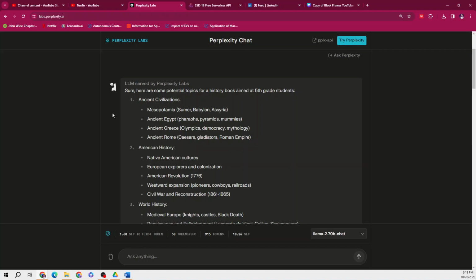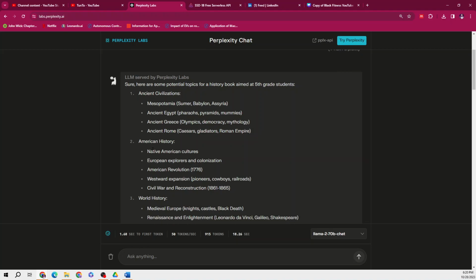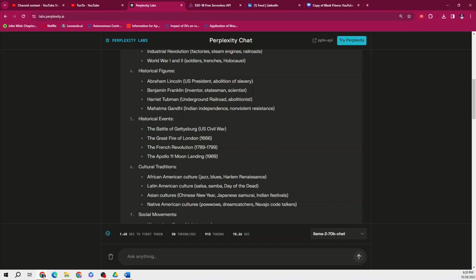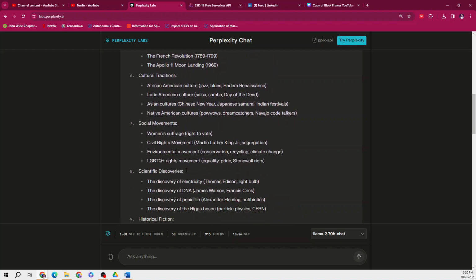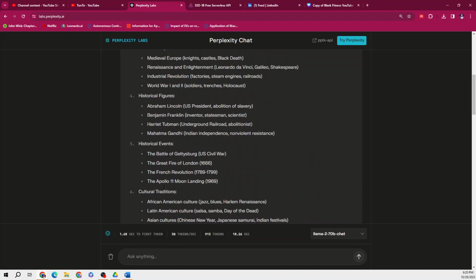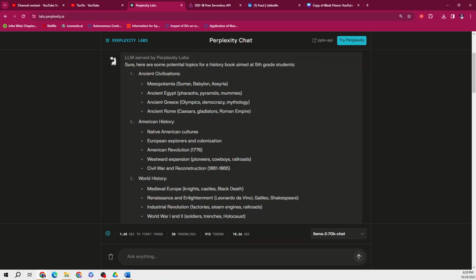And when I asked it to help me write a history book, Llama 2 provided me with a few topics. The first one was the initial civilizations, then American history, then world history, then historical figures, historical events, cultural traditions, social movements, scientific discoveries, and historical fiction. So I just started with ancient civilizations, in which four civilizations will be discussed, starting from Mesopotamia, and after that I will move to Egypt, Greece, and Rome.